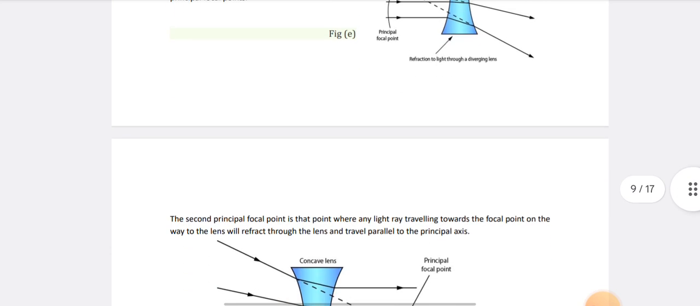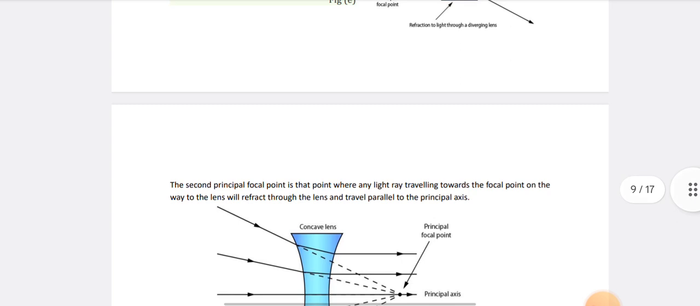The second principal focal point is that point where any light ray traveling towards the focal point on the way to the lens will refract through the lens and travel parallel to the principal axis.